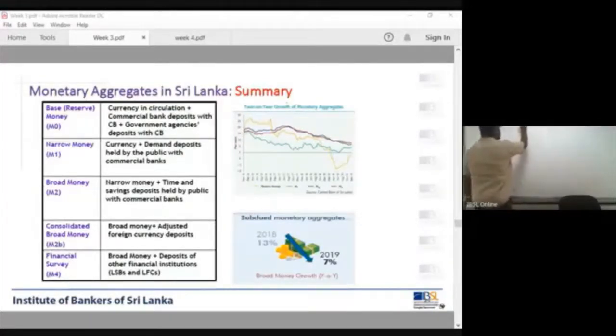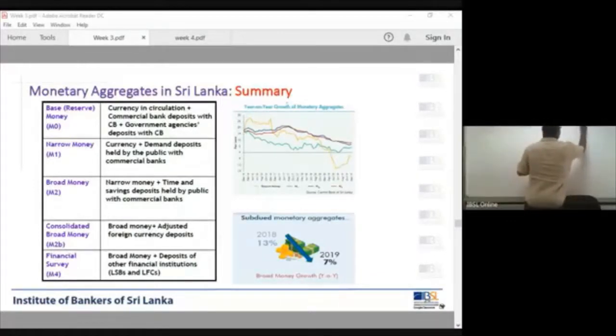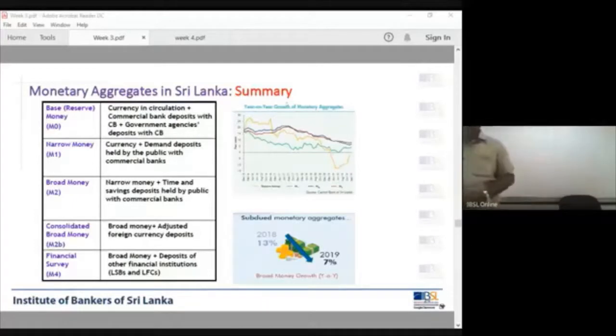So in this part we have monetary aggregates. In this part we have factors or sources. Unfortunately, these pens are not writing well. So I'm talking about monetary aggregates in Sri Lanka.